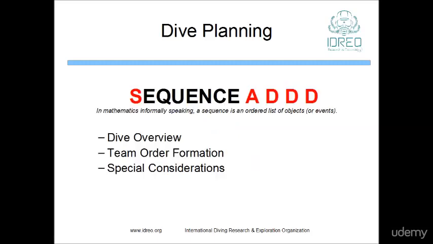In mathematics, informally speaking, a sequence is an ordered list of objects. In sequence, you want to be talking about a dive overview. You want to say what you are doing and where you are going. You want to discuss the team formation and make sure everybody knows what is expected of them. If everybody knows what their position is, the organization inside the water will be a lot easier.